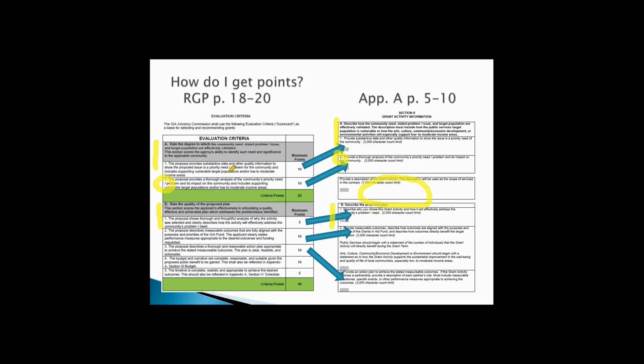So at this time, I recommend that you take a look at your two documents, the RGP and the Appendix A, and compare them side by side, whether you have hard copy or electronic copy, and see how all of those things match up, as well as see the point values assigned to each one of the boxes, because that is what you'll need to know to figure out how to best spend your time on certain areas and which areas have the biggest impact on your overall scores.